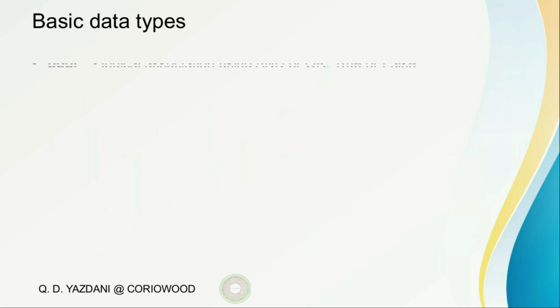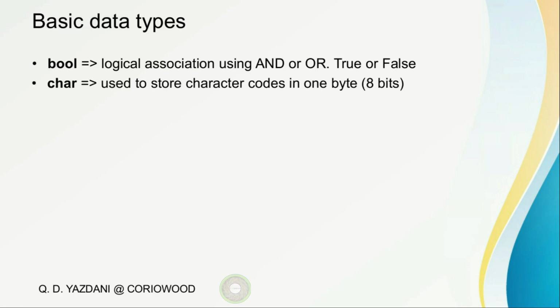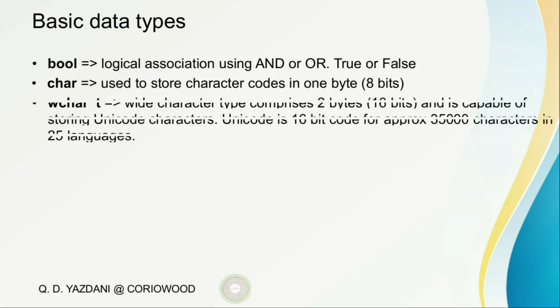All right, so basic data types. We discussed that bool is a logical type using true or false. That's a Boolean. Char is used to store character codes in 1 byte, 8 bits. That's a char. And wchar is a wide character type, comprising 2 bytes, 16 bits, and is capable of storing Unicode characters, as we discussed before. Unicode is a 16-bit code for approximately 35,000 characters in 25 languages.